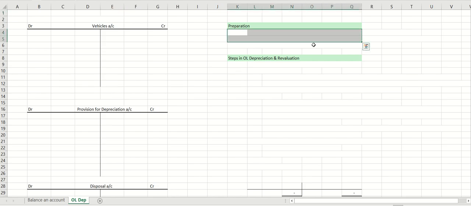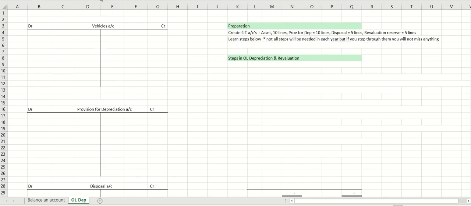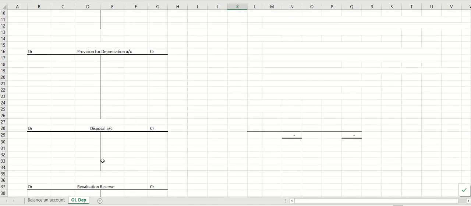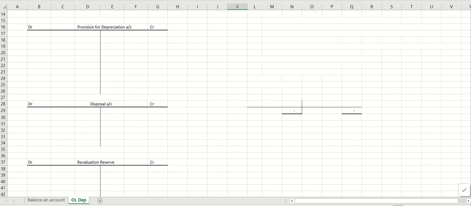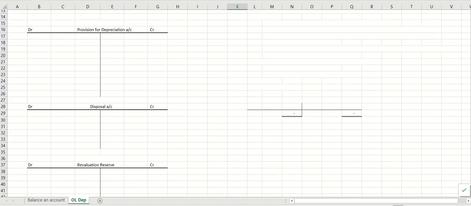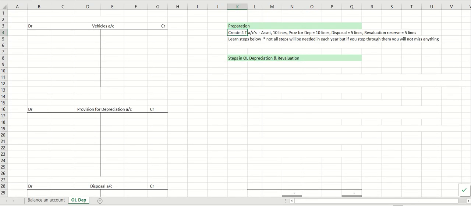So I suppose the first piece that we want to think about is the number of accounts we need to create. Just as we said from reading the question, we're going to create 4 T accounts. The asset account, the vehicles account, we're leaving about 10 lines for that because we have to do 2 years' worth. The provision for depreciation account, leaving about 10 lines for that as we have to do 2 years' worth in there as well. We're creating the disposal account over here, about 5 lines for that in our T account because there's only one disposal when we read through the question, and the revaluation reserve, only about 5 lines for that because there's only one revaluation in the second year in this question.